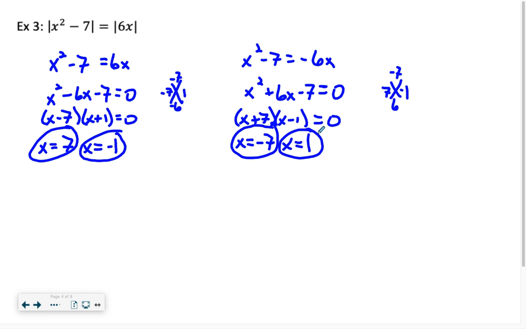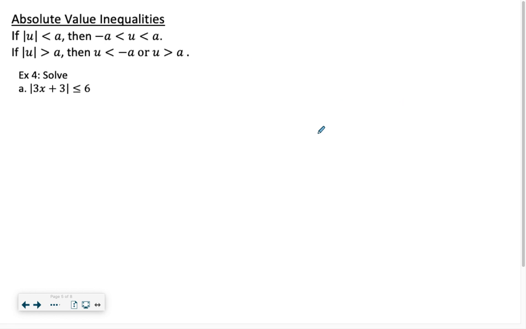So now let's transition and take a look at absolute value inequalities. So 2 situations here. If we've got the absolute value of some function less than a value, we want to say, well, that function would have to be just less than that value, but it would also have to be greater than the opposite of that value.